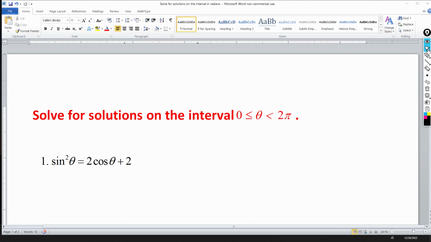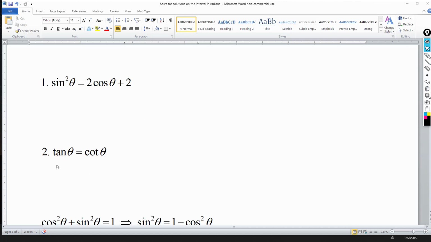And go to the next one. We've got tangent of theta is equal to cotangent of theta. Again, we have different functions. It's easier to solve if we have just one function in the equation. So one way we can do that here, let's just multiply through by tangent theta.